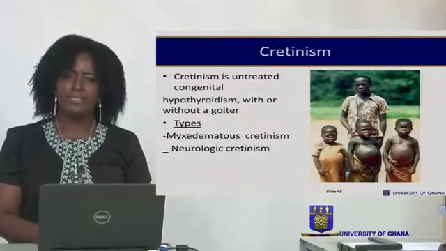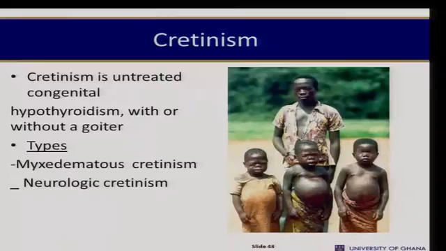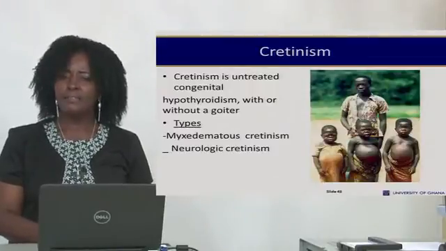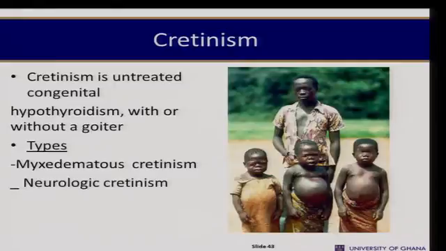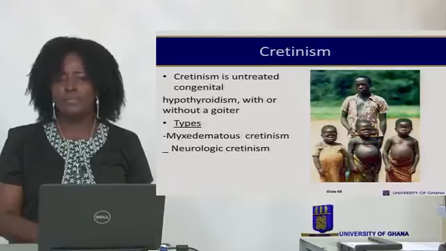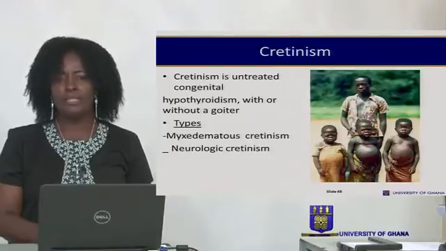Cretinism. We're saying that it results when hypothyroidism, our congenital hypothyroidism, is left untreated. In the picture, you see 4 young ladies, 3 of them with cretinism, and the other one standing in the background, all of the same age. That tells you that in the types, when we talk about myxedematous cretinism, it has to do with growth retardation, and then there is the neurologic cretinism.